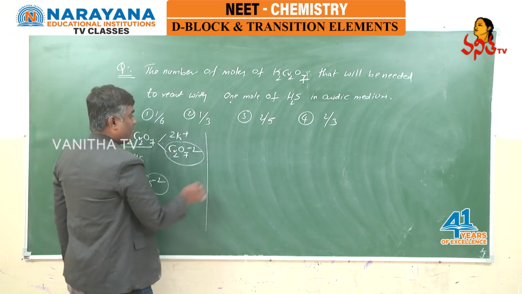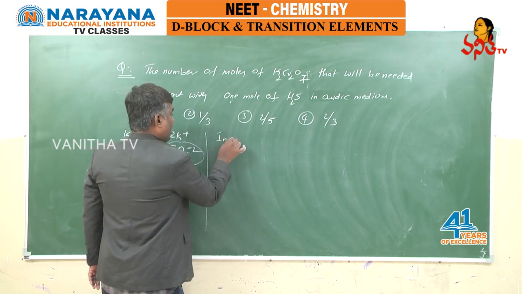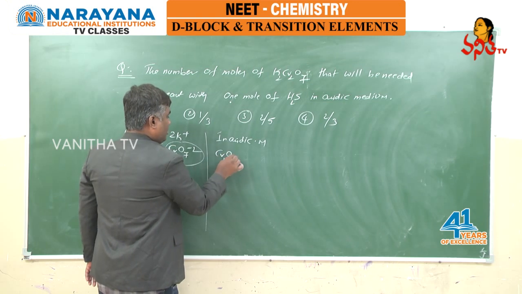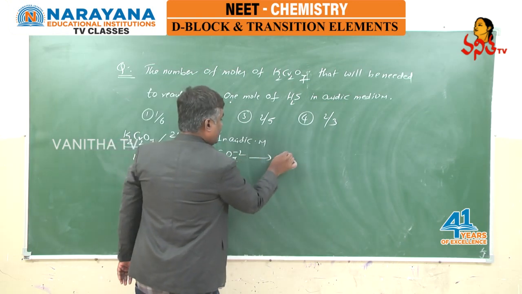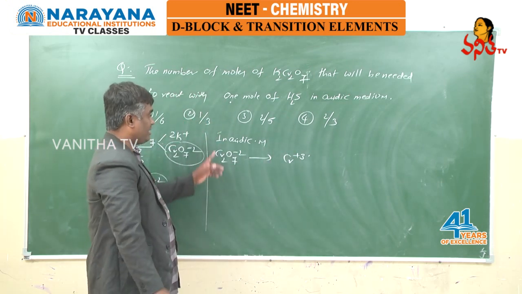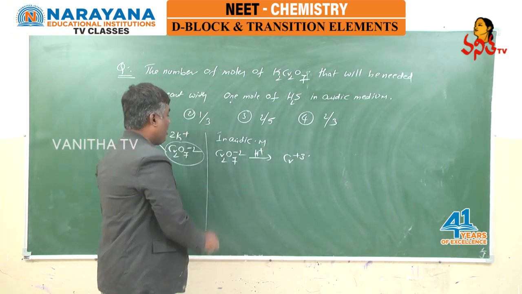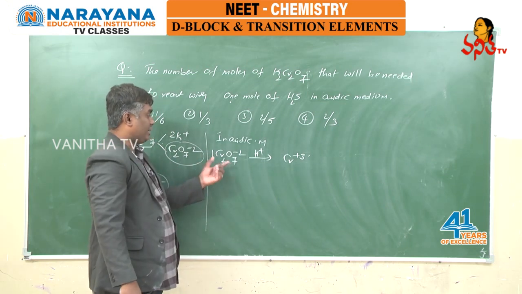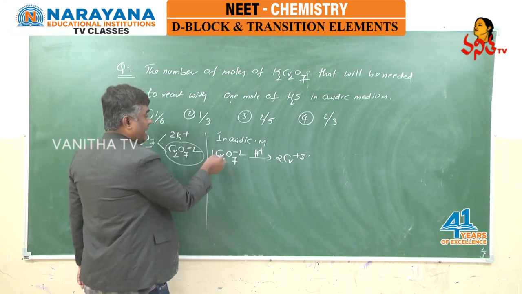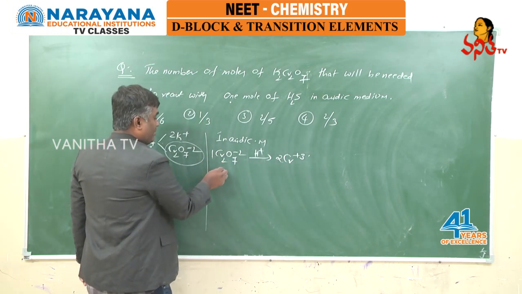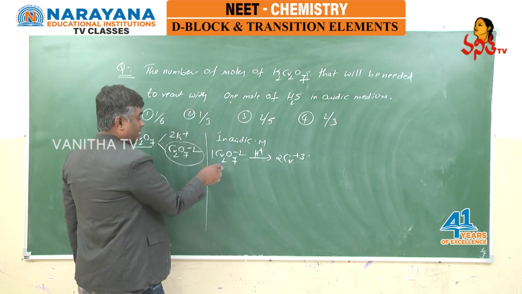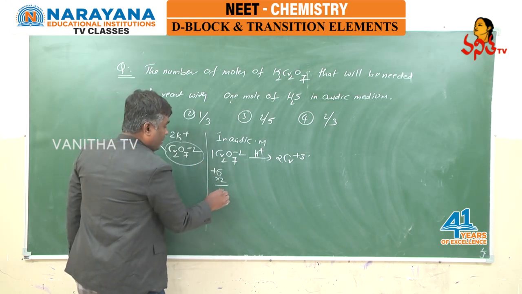And here, in acidic medium, Cr2O7²⁻ changes to Cr³⁺. This is a fixed reaction in acidic medium. And here, 1 mole of dichromate ion contains 2 moles of chromium, so I must balance the chromiums first. In dichromate ion, each chromium is exhibiting +6 oxidation state. Such 2 chromiums are there, so into 2, it will be +12.